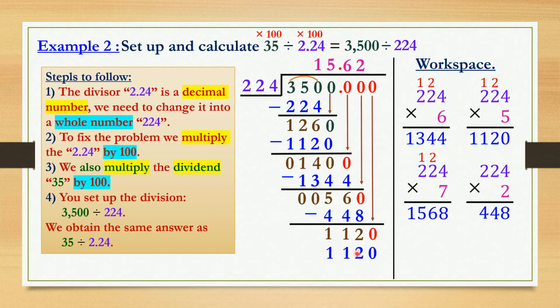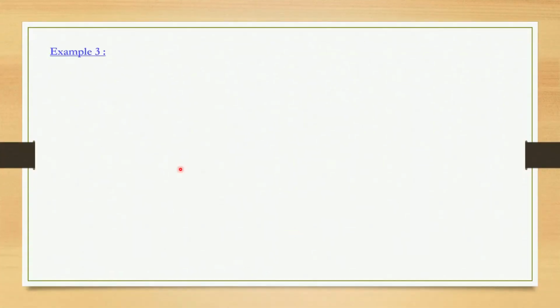So we copy it the same. We write 5 in the quotient. And the remainder, it's 0. It's an exact quotient. And 35 divided by 2.24, it's equal to 15.625. Let's continue with example 3.